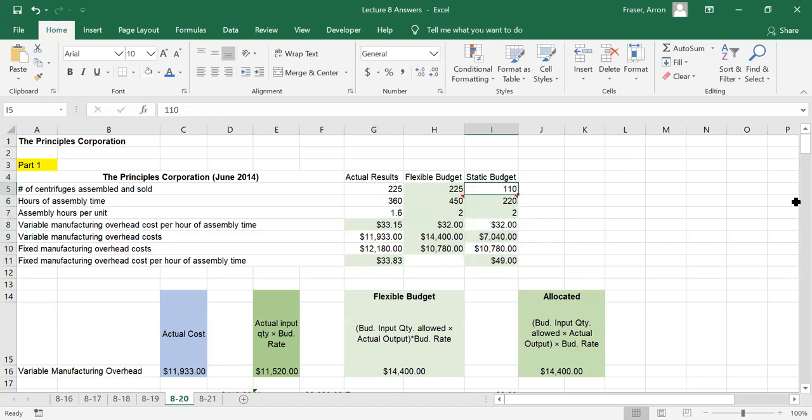We're told that, let's start on the actuals first. So we're told that the number of centrifuges assembled and sold was 225. We're told also that the hours of assembly time was 360. And assembly hours per unit, 1.6.